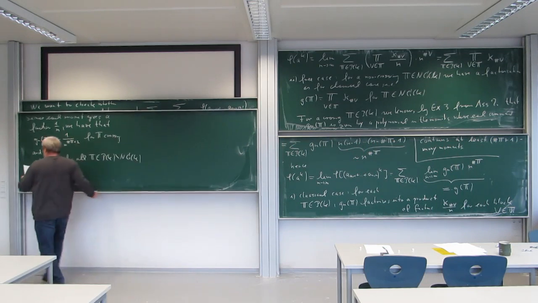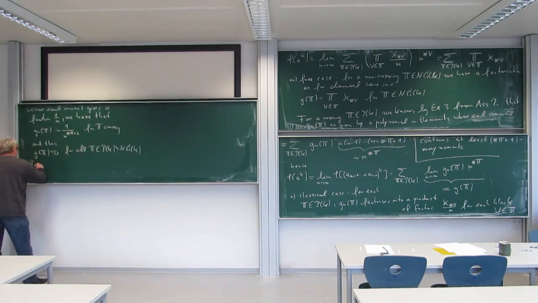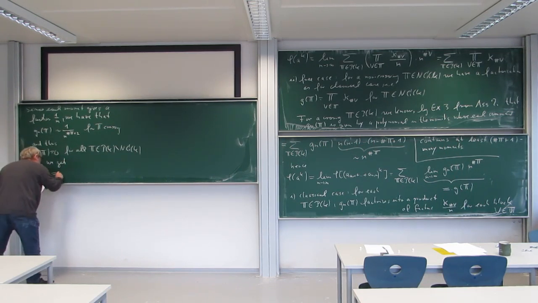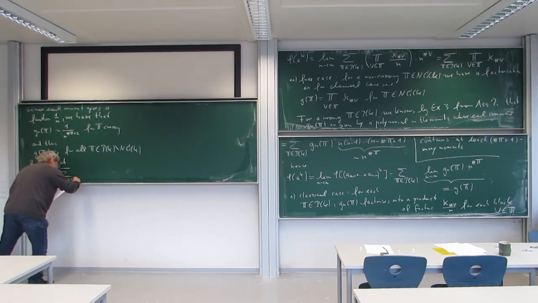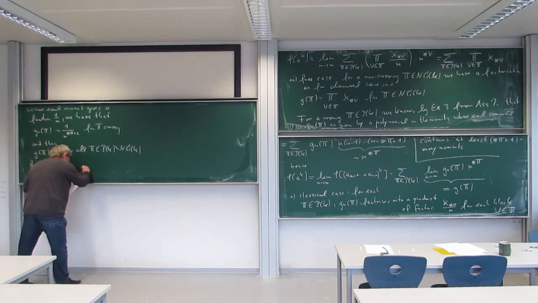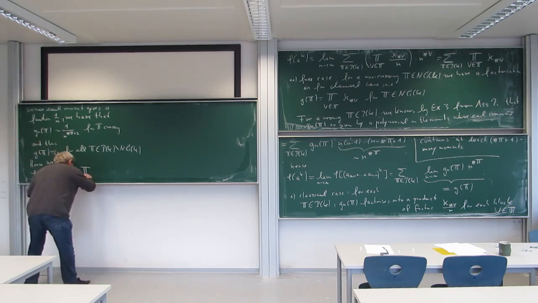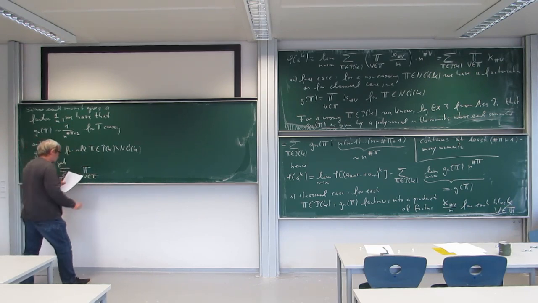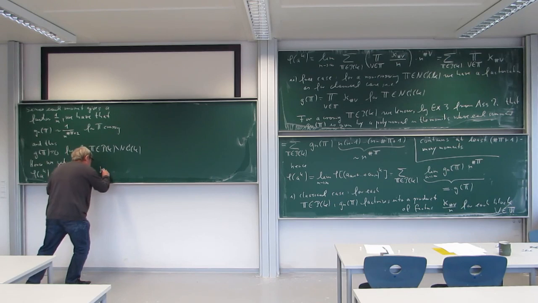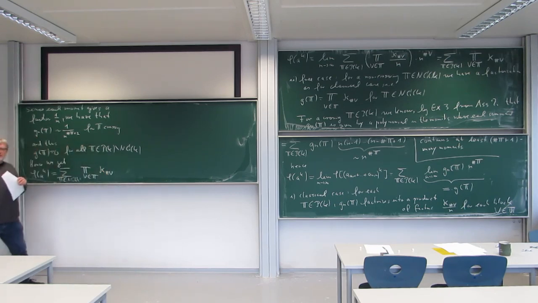So what we get is that in the free case, phi of a to the k is given by summing just over the non-crossing partitions, and the contribution of a non-crossing partition is, as in the classical case, the product over the blocks of pi, and the factor for each block is just the kappa indexed by the number of elements.